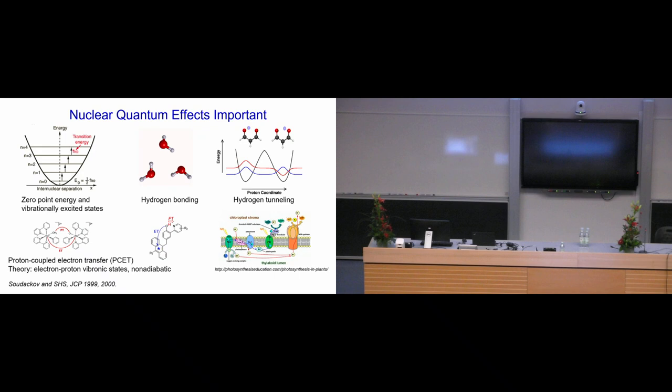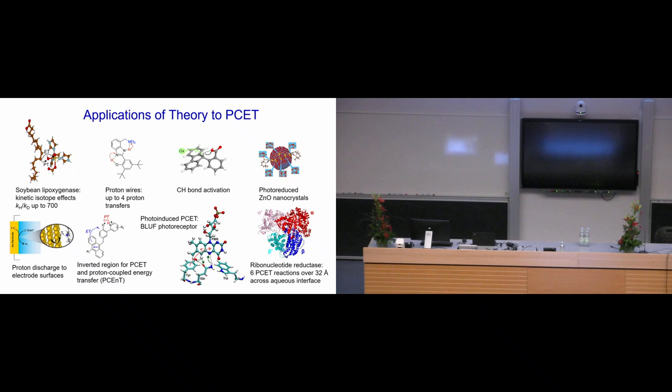of different systems. So some of these systems are shown here. You can see soybean lipoxygenase. This is an enzyme that exhibits a very high kinetic isotope effect of around 80 for wild type at room temperature and around 700 for a double mutant. And this is a clear hallmark of hydrogen tunneling and of non-adiabaticity.